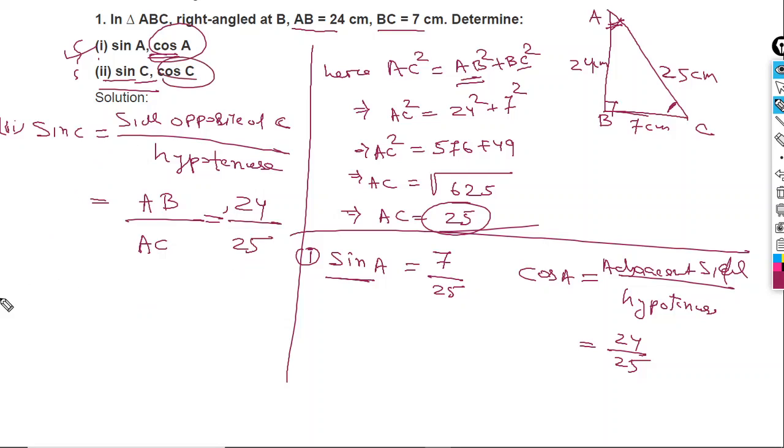Similarly, you can find cos C. Cos C will be equal to, yes, angle C is here. Cos C is the side adjacent to angle C divided by hypotenuse. You can write BC by AC, which is equal to BC, your 7, AC, your 25. So this is your answer, 7 by 25. Okay, now this is the answer of question number 1. Now we will move to question number 2.